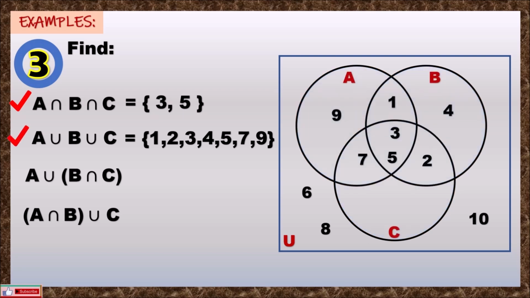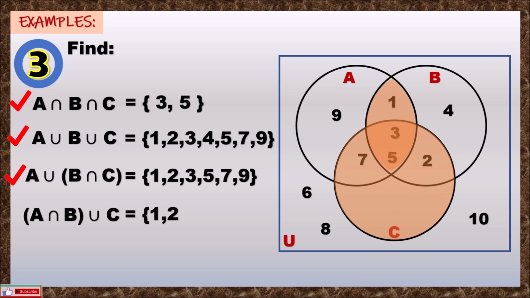Okay, next. A union B intersection C. So its elements are 1, 2, 3, 5, 7, and 9. And the last one, we have A intersection B union C. Its elements will be 1, 2, 3, 5, and 7. That's it.